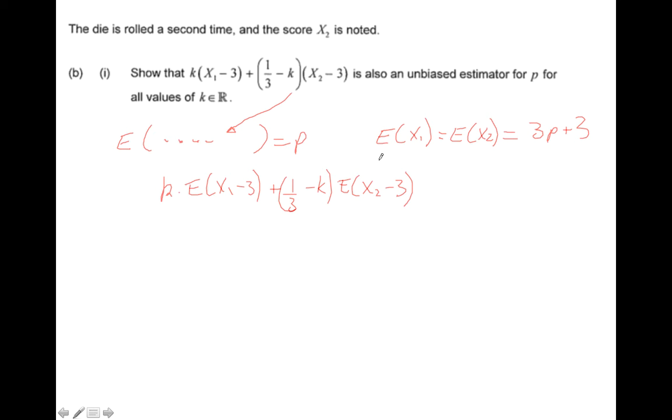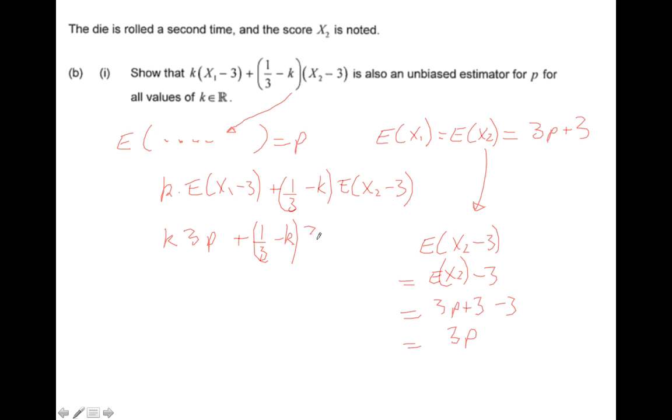Now you can have a little think about it. From this side here, E of X2 minus 3 equals E of X2, literally, minus 3. So that's equal to E of X2, which is 3p plus 3, minus 3. So that equals 3p. So we can substitute this 3p in here, and also in here, since X1 and X2 are the same variable. So this is actually k times 3p plus 1/3 minus k times 3p.